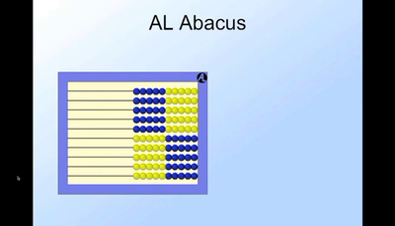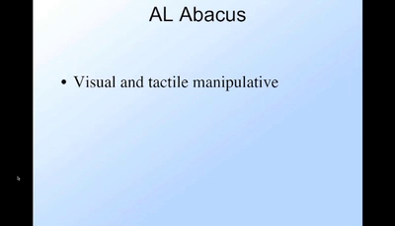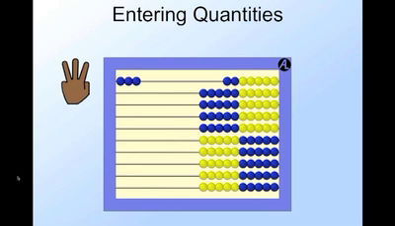So we are going to apply this to the abacus. The AL abacus, which is kind of the cornerstone of everything we do with RightStart Math, is the only abacus in the world that is double-sided. It's a visual and tactile manipulative that helps the children develop mental images of quantities, strategies, and mathematical operations. It also promotes subitizing. So let's apply this and look at how this works.